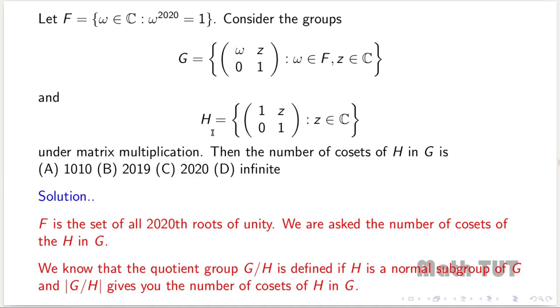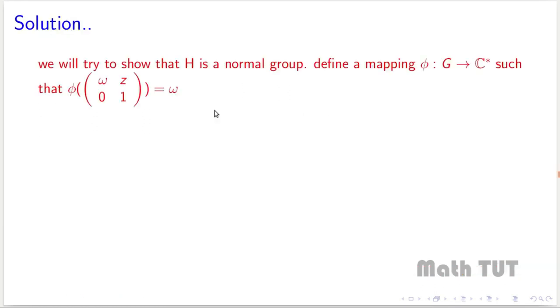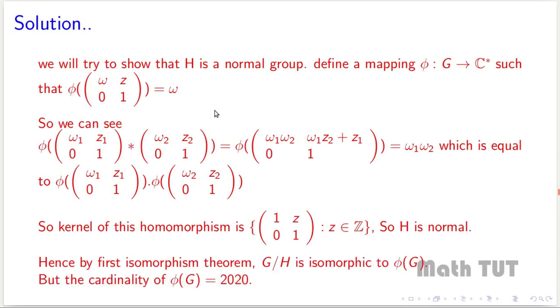If H is a normal subgroup of G, we can define the quotient group G by H, and the order of G by H will give you the number of cosets of H in G. So by the first isomorphism theorem, G by H will be isomorphic to phi of G, and we can just count what elements we are going to get in phi of G.